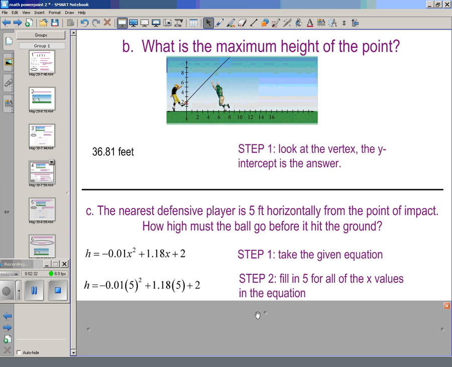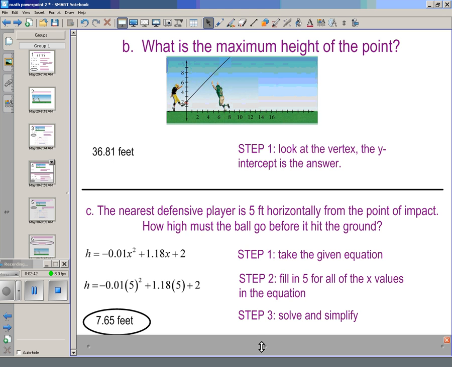You get h equals negative 0.01 times (5 squared) plus 1.18 times 5 plus 2. The third step is to solve and simplify. Your answer ends up being 7.65 feet.